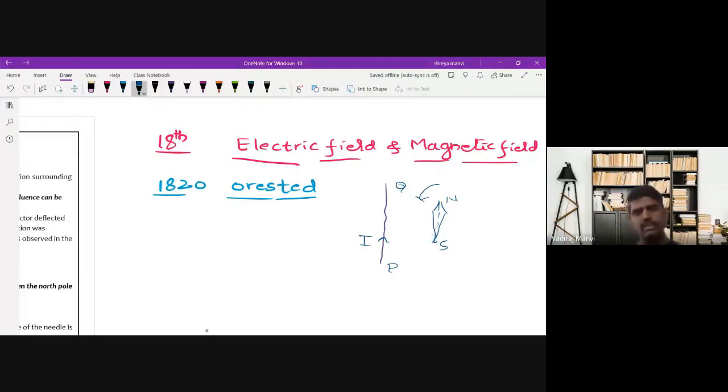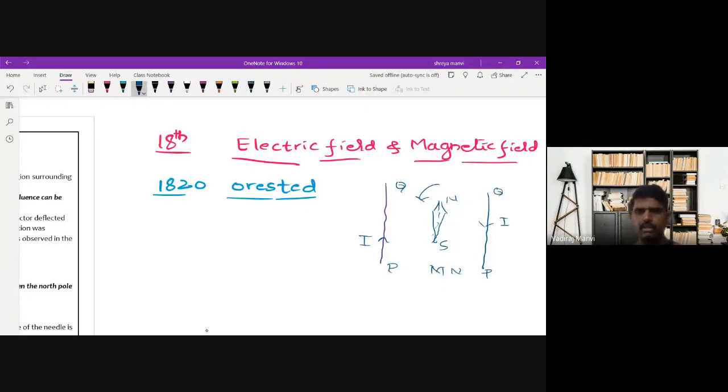Oersted was surprised with this. Why is this magnetic needle getting deflected? Initially, he thought that probably there may be some magnetic material around, and that's why the magnetic needle is responding and getting deflected. He continued with his experiment. In the same experiment, he changed the direction of current. Here you can observe it was from P to Q, and the magnetic needle got deflected towards one side. In the next experiment, he changed the direction of current. Now he allowed the current to flow from Q to P.